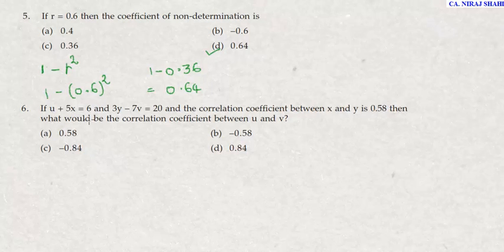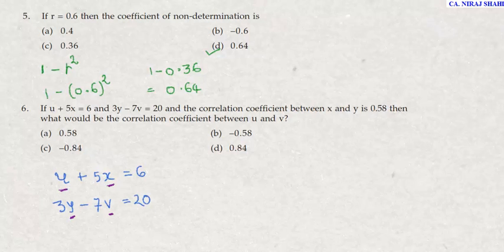If u plus 5x is equal to 6 and 3y minus 7v is equal to 20, and the correlation coefficient between x and y is 0.58, then what would be the correlation coefficient between u and v? Let me first write down the equation here. U plus 5x is equal to 6 and 3y minus 7v is equal to 20. So here you can see one equation is showing us the relationship between the x and u variables, and the other equation is showing us the relationship between y and v.